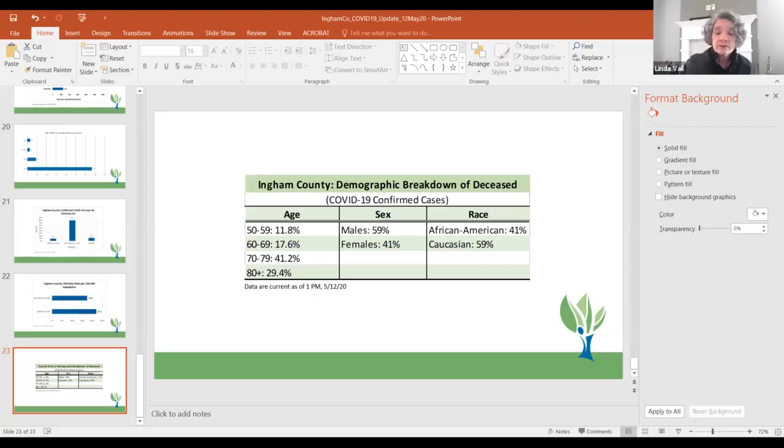So, stop sharing, there we go. Those are the numbers that I have for today. I don't have anything specific outside of that to share with you.